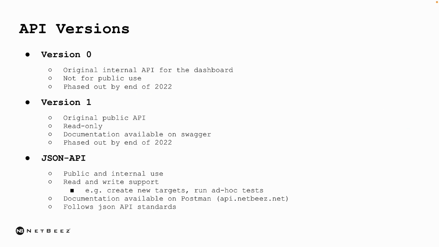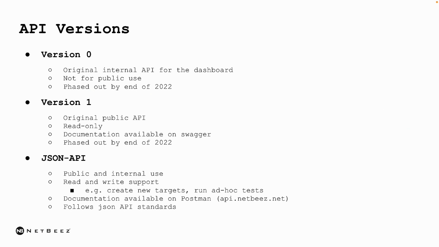So just to go through the history of our API, we started with what we call version 0. That was our initial internal API for the dashboard. It was not for public use, and this will be phased out by the end of 2022. Then we released version 1, which was the original public API we released. It was read-only with documentation available on Swagger, and this is also going to be phased out by the end of 2022 once we transition everything to our JSON-API, which is intended for public and internal use.